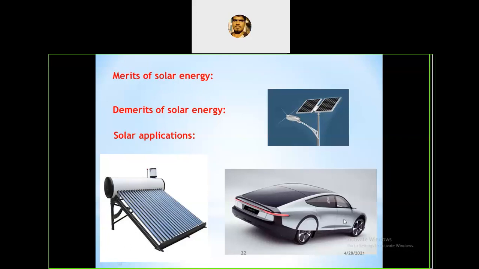Next, food generation, solar refrigeration, solar furnace, solar pond, solar steam generator, solar reflectors, solar electric power generation, solar distillation, water distillation, and solar greenhouse. So many applications we can see with solar energy. By all these, we can conclude that solar energy is abundantly available on the earth's crust, and it is very essential for future days, to replace the conventional sources of energy.